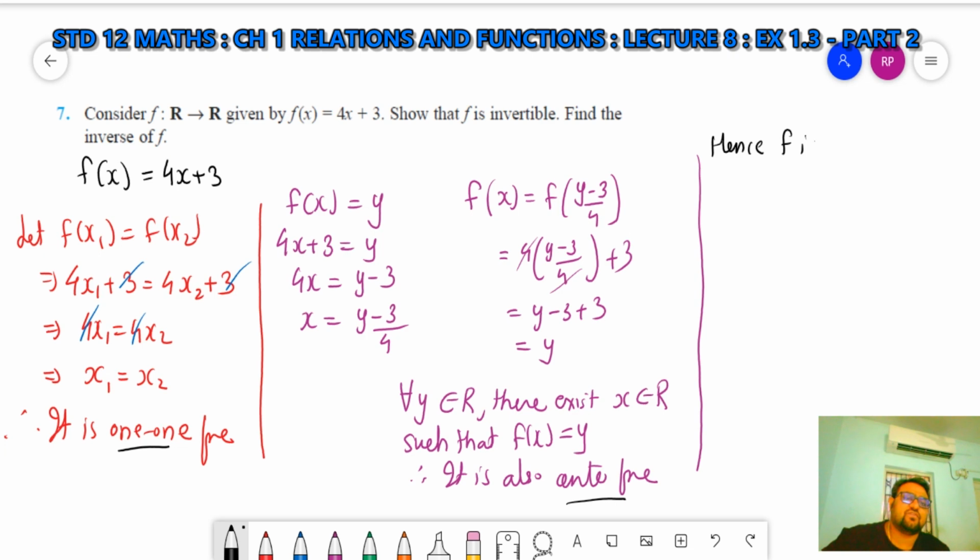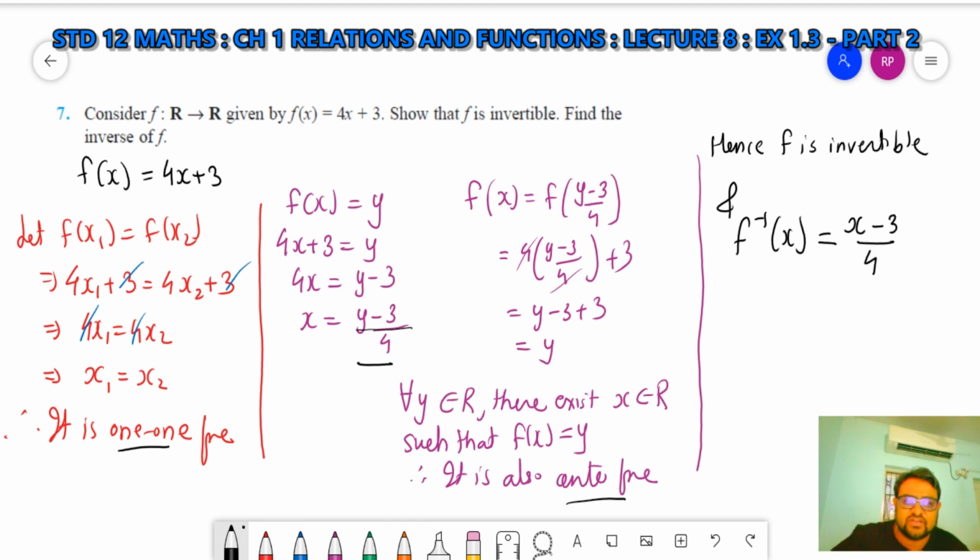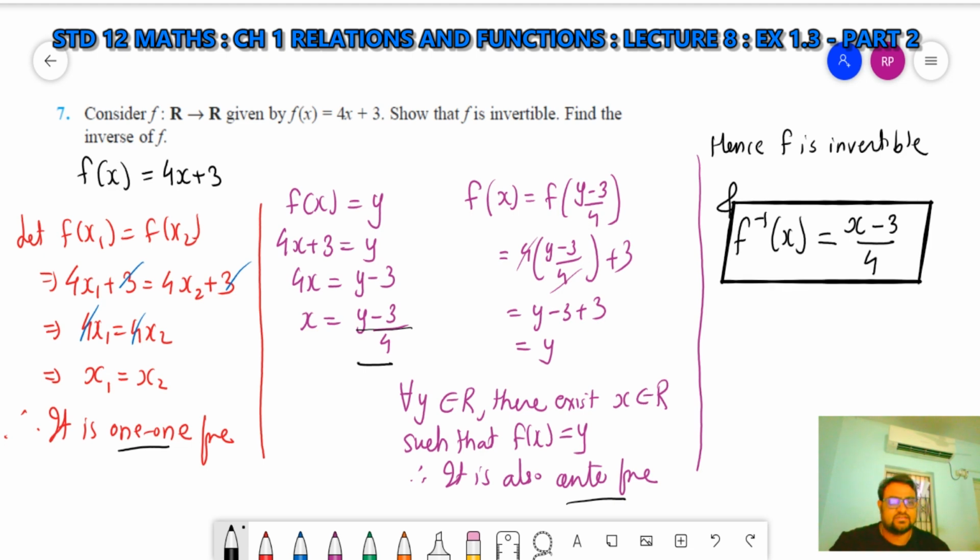Hence, f is invertible. And f inverse x is equal to, I will use this, but instead of y I will put x, because I had taken f inverse x minus 3 by 4. If I take f inverse y, then it will be y minus 3 by 4. Okay, so this is f inverse x. So this was about question number 7. So just note it down.